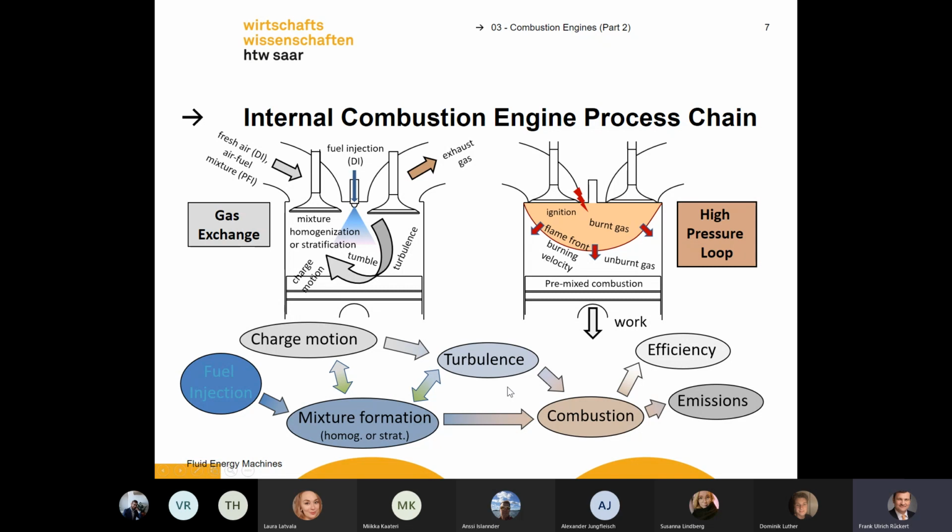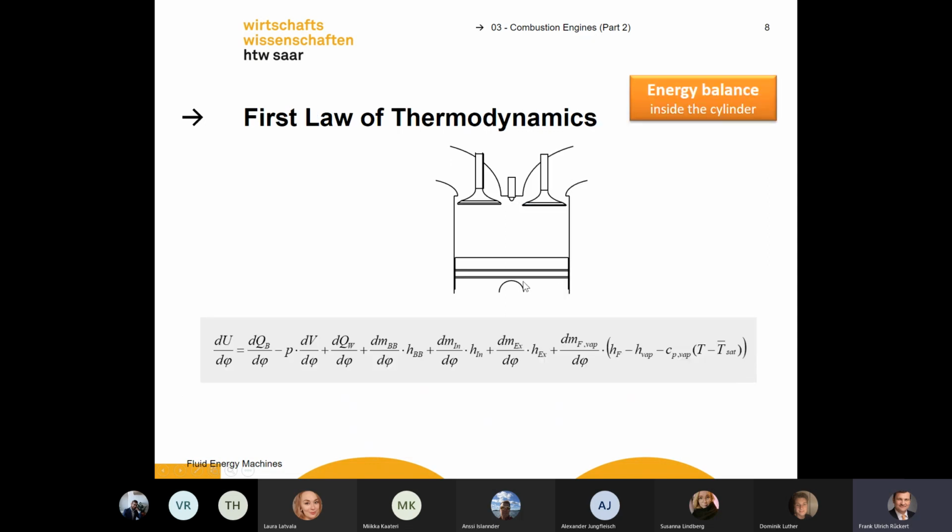Normally you don't want to have turbulence so much. We will also come to the windmills, to the wind turbines, and you will see turbulence will always lower the efficiency of all the fluid energy machines. But that's nature. Nature is turbulent, and it's not always straight as you like to have it. We have combustion and of course emissions and efficiencies.